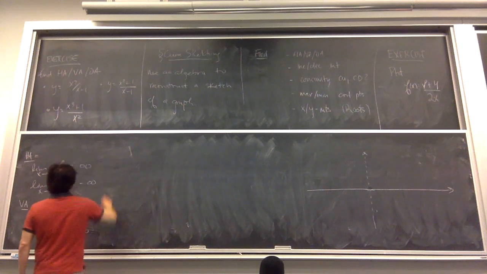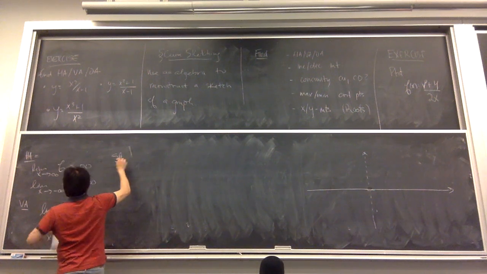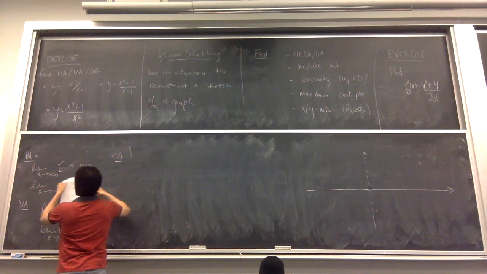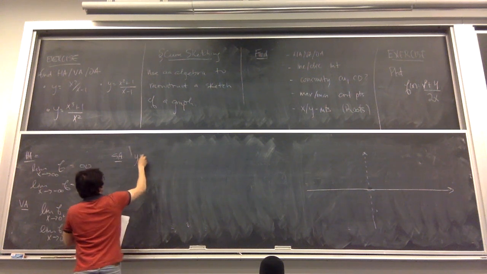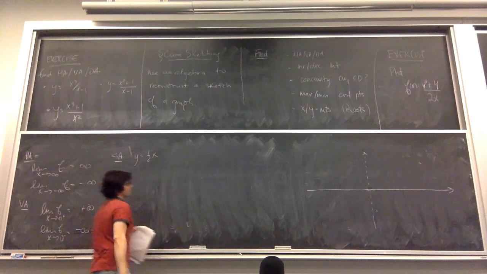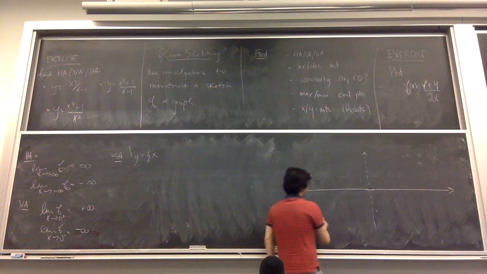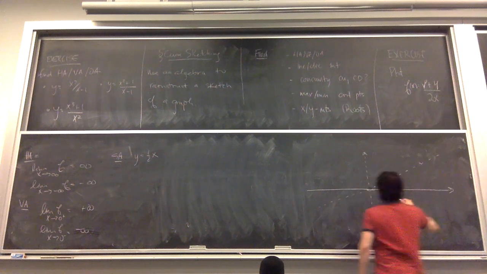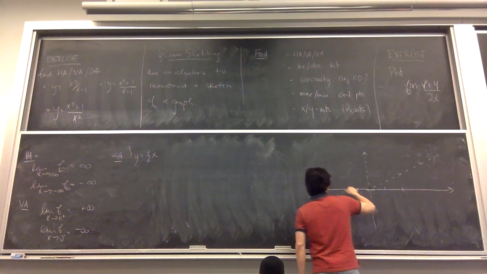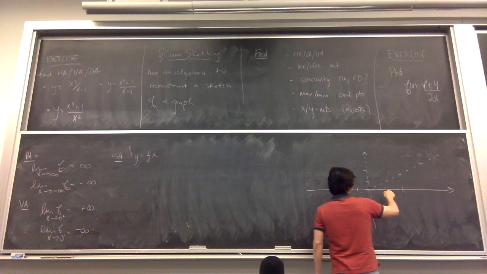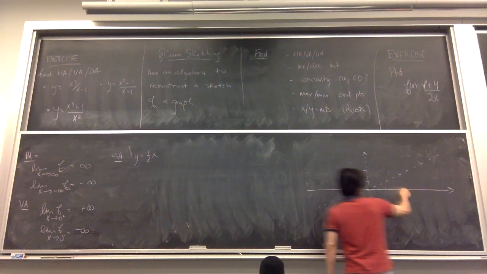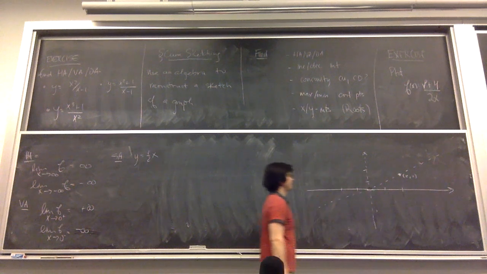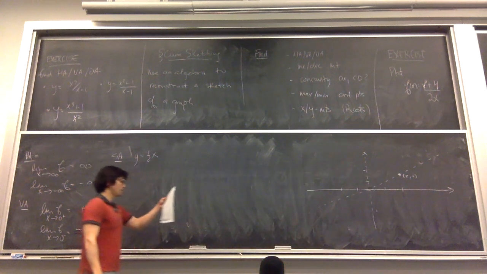So I'm just going to tell you that the slant asymptote, I worked it out, ends up being y equals half x. So that means you're going to have an asymptote that looks like this. So 1, 2, 1, 2. So this should be 2, 1. Okay, that's the slant asymptote. What else can you tell me?